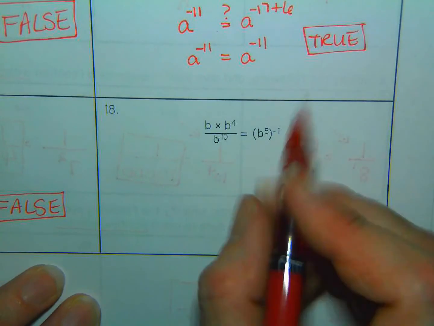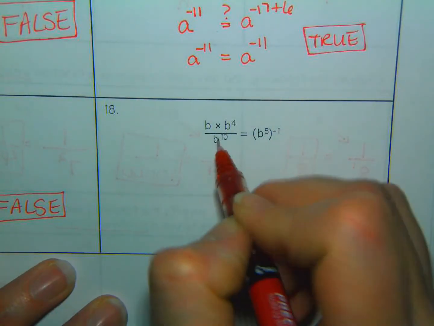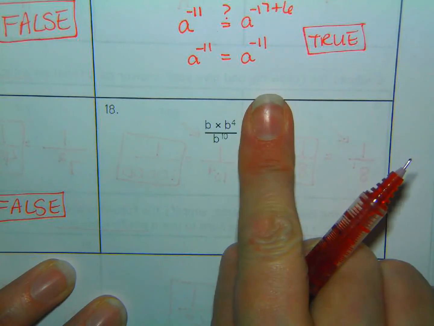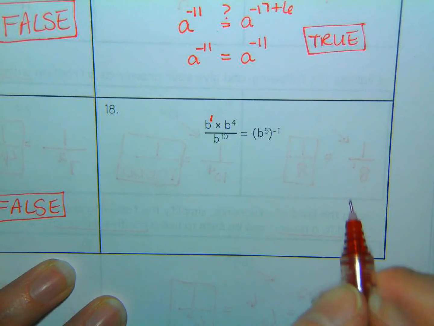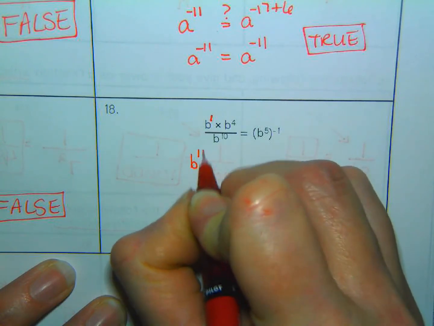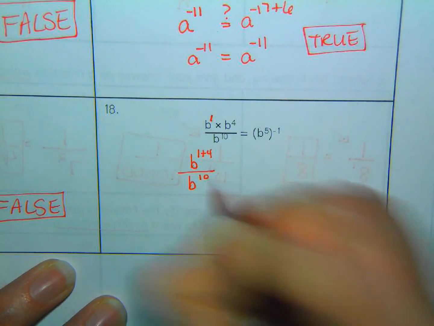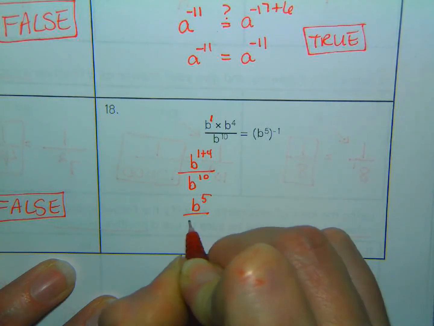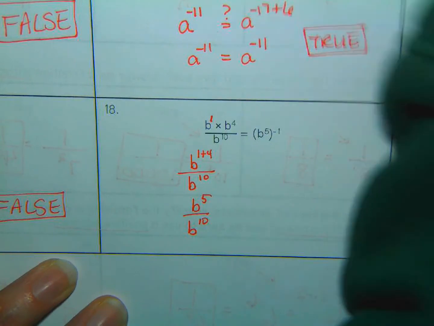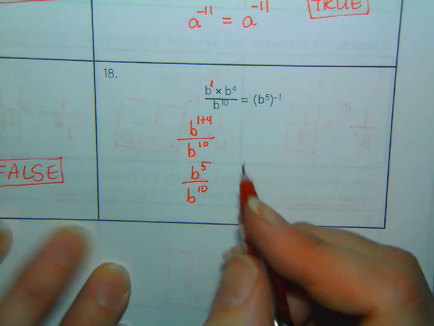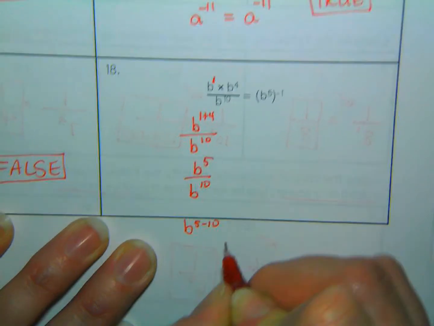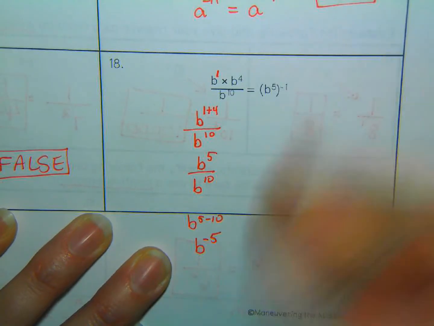And last but not least, right here, we want to use 2 rules on this side and 1 on that one. For this, there's a 1 here even though it's not written. So that is b to the 1 plus 4 over b to the 10th. And that's b to the 5th over b to the 10th. And now we would subtract these. This is b to the 5 minus 10, which is b to the negative 5.